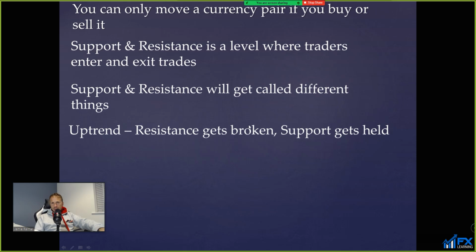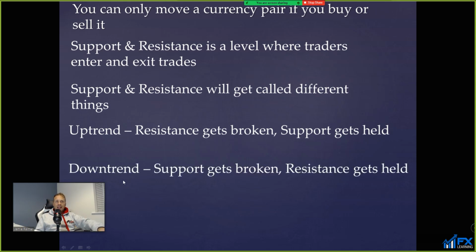Uptrend, resistance gets broken, support gets held. So like I mentioned earlier, if price is in an uptrend, okay, what is going to stop it? Support line. So resistance will get broken. Remember, resistance is at the top, support is at the bottom. If price is in an uptrend, it's going to break through that resistance, it's going to pull back, and that support is going to hold that price. That's where the buyers are going to buy, and it's going to continue up, it's going to break a resistance, and vice versa.